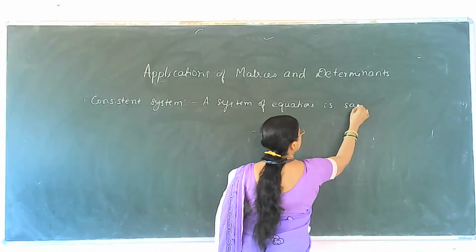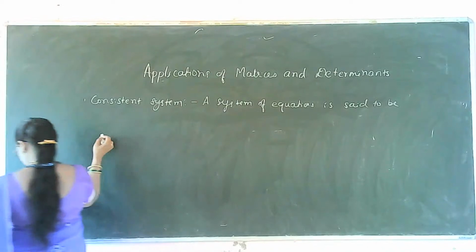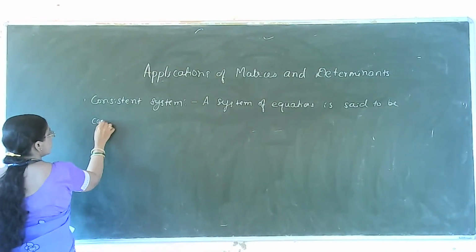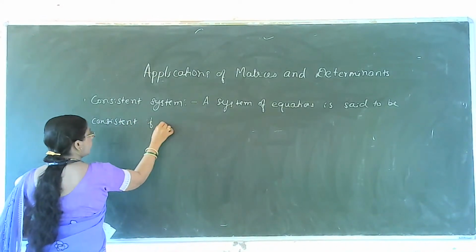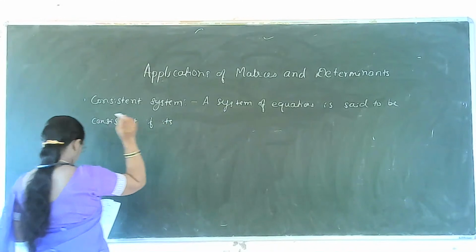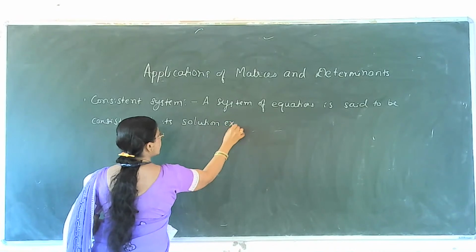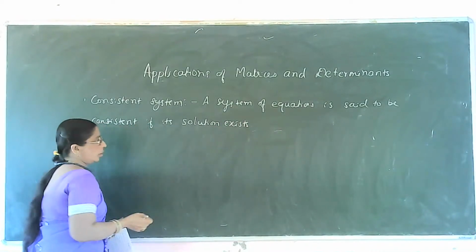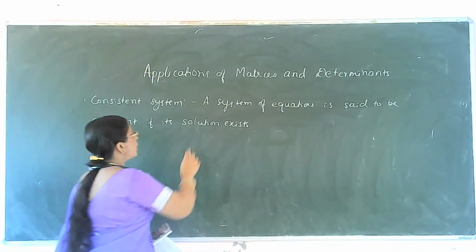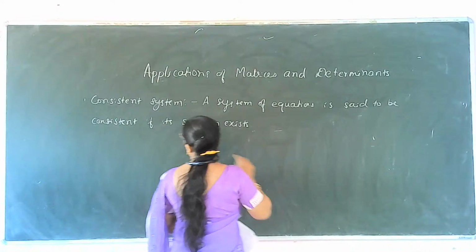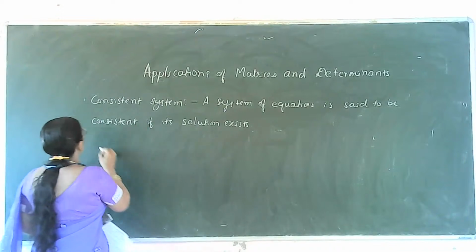A system of equations is said to be consistent if its solution exists. If linear equations are there, a system of equations is said to be consistent if its solution exists.